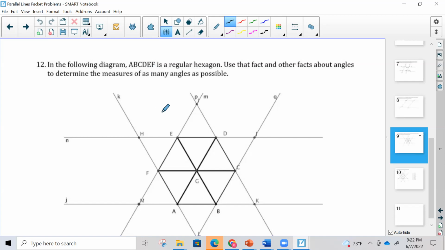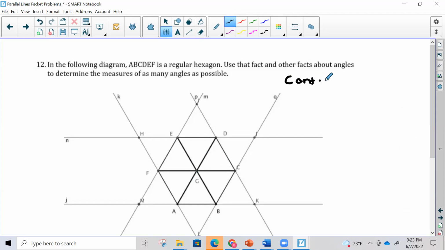It says in the following diagram, A, B, C, D, E, F is a regular hexagon, and use that fact and other facts about angles to determine the measure of as many angles as possible. So we have this hexagon that's in bold, and we know that these angles in the middle are the central angles. From task 9 in packet 1, to find one central angle, we take 360 divided by the number of sides, which is 6 because it's a hexagon, which gives me 60. So I know all of these angles are 60 degrees.